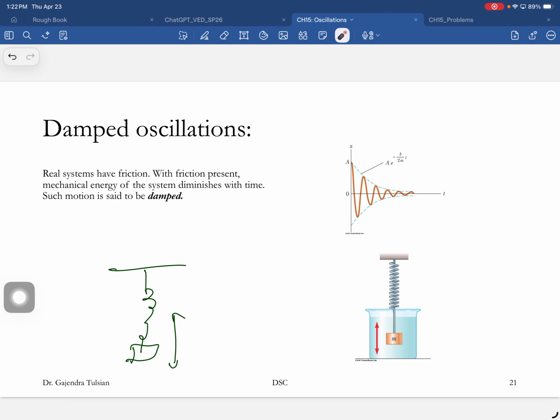All right, so when you add friction, here's what happens. The amplitude of the oscillation dies exponentially. Now the simplest way to model it is to say that the friction force is proportional to the velocity. That's one of the simplest ways to model it.